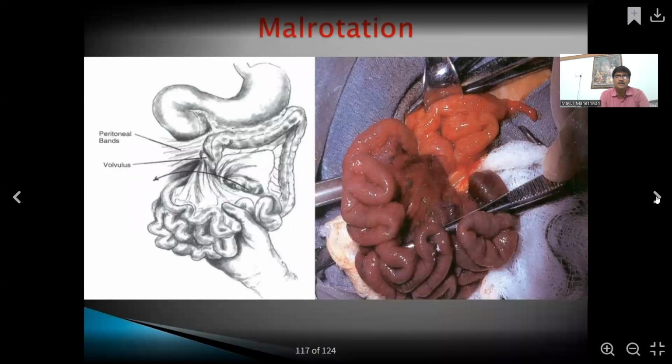So these are a clinical as well as schematic representation of malrotation. These bands are called Ladd's bands, with recurrent volvulus. Now in this picture you can see the bowel has already undergone gangrene.